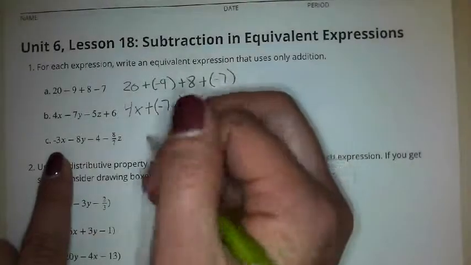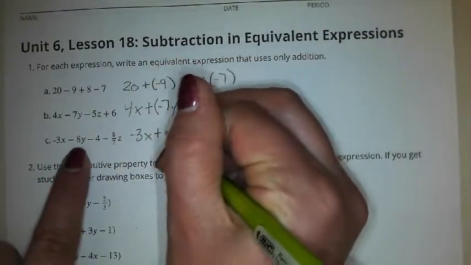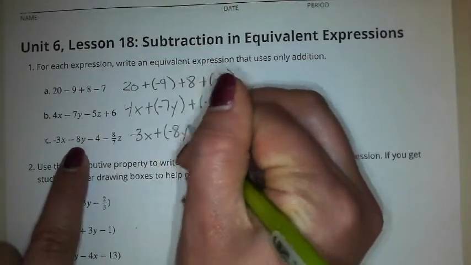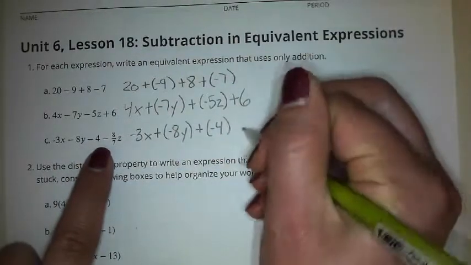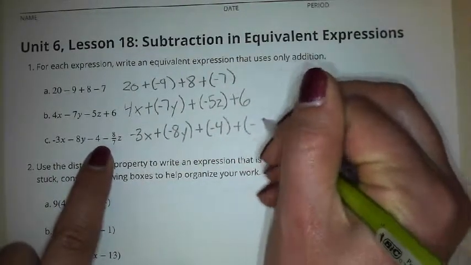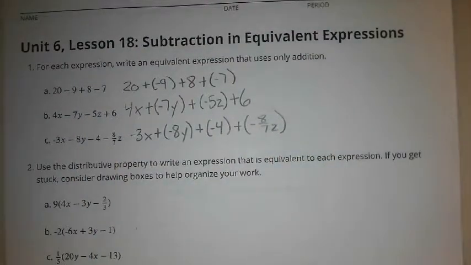Okay, this last one here we have negative 3x plus, change that to its opposite, negative 8y plus negative 4 plus negative 8/7 z. Okay, and that's all you had to do on that one.